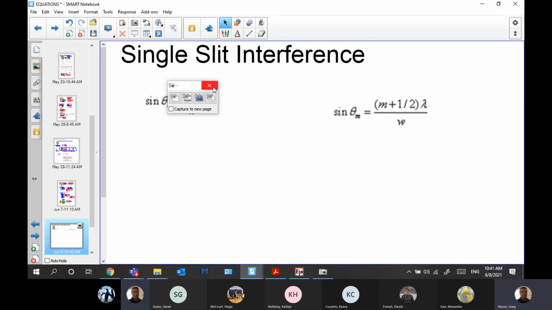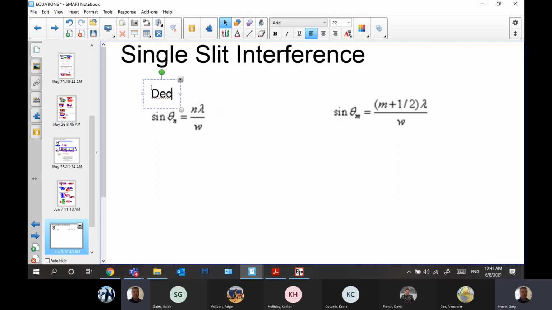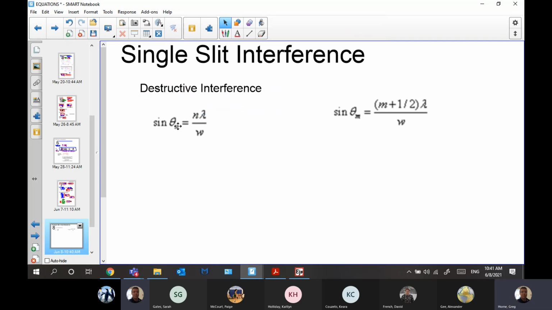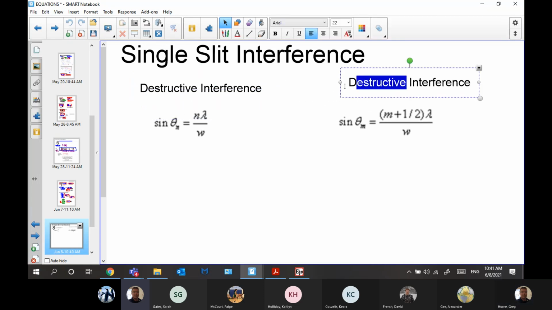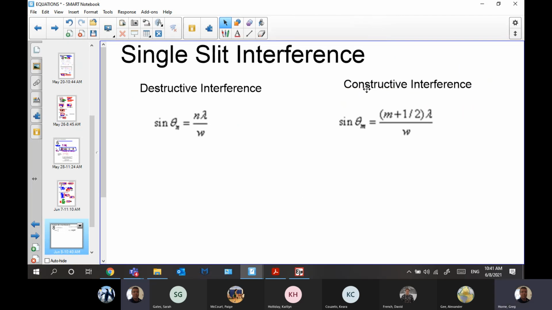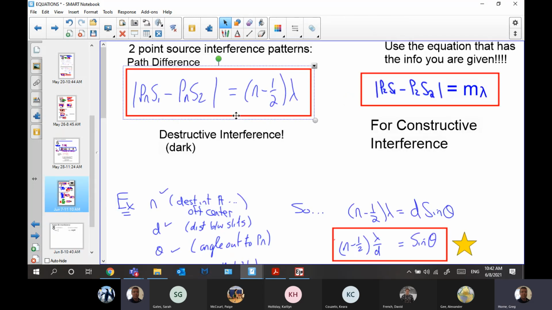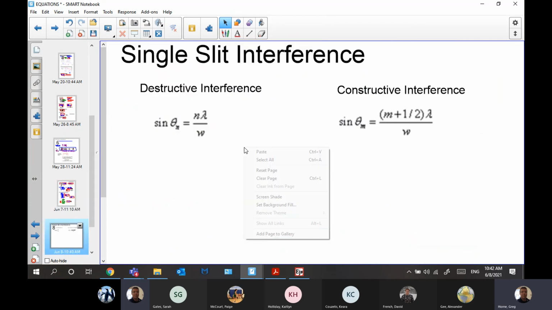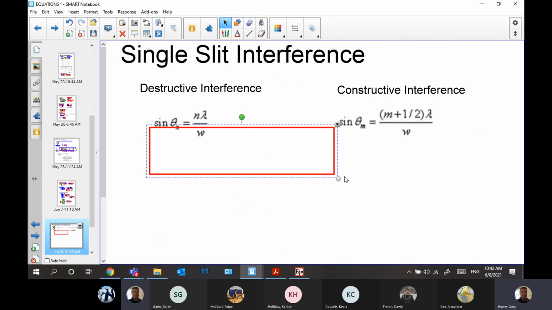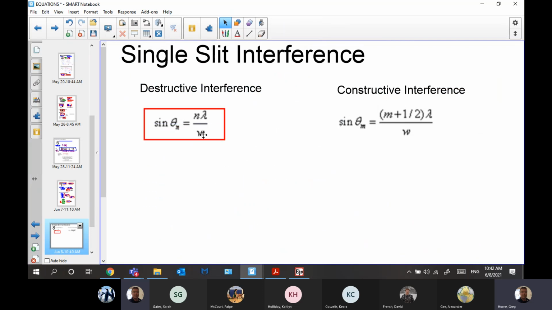So this one is for destructive interference, which of course is dark, and constructive interference over here. And still, like I said, strangely, it's sort of the opposite effect, right? As far as the, yeah, there we go. I'm just gonna copy that. The 1/2 business. There we go.